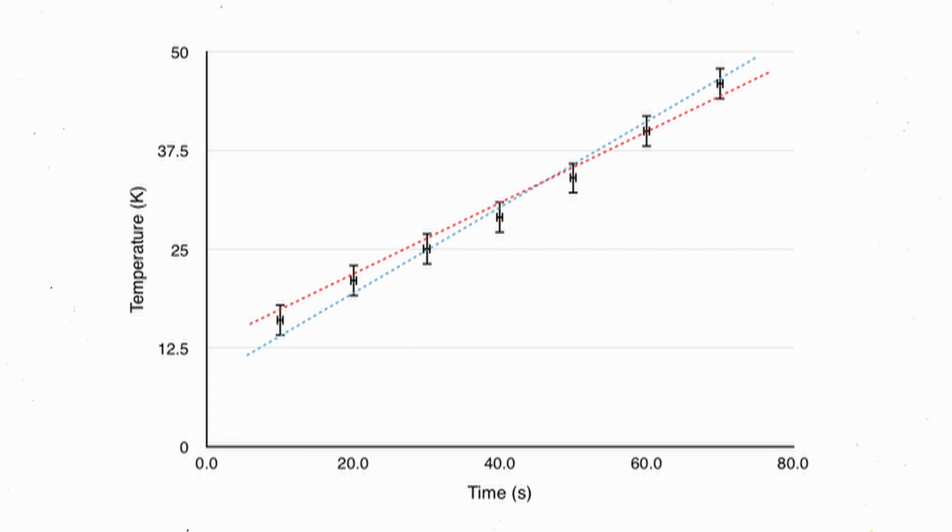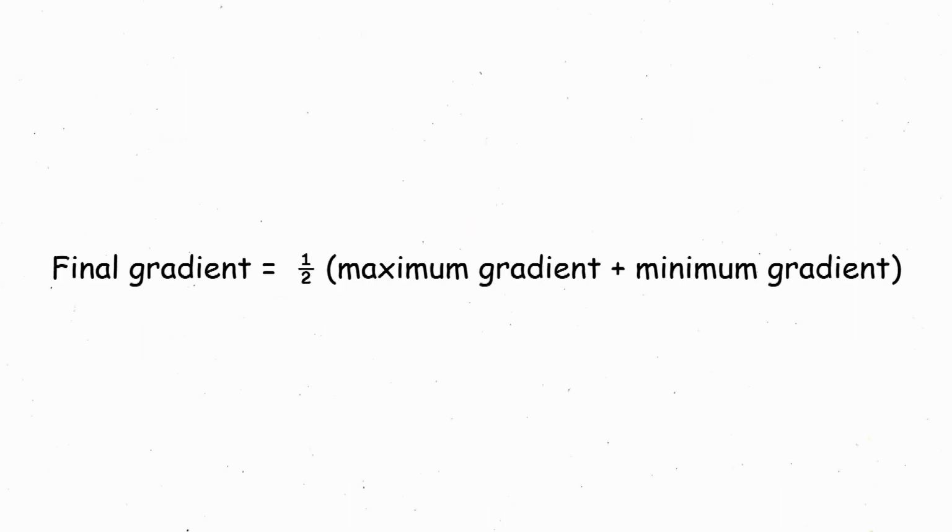Here's a graph with both error lines and error bars drawn in. The blue line represents the maximum, or in this case, the steepest possible gradient, and the red line represents the minimum, or in this case, the gentlest possible gradient. Both of these lines should pass through all of the error bars on the graph. The value for the final gradient will be the average of the maximum and minimum gradients. And the uncertainty will be half the difference between the maximum and minimum gradients.